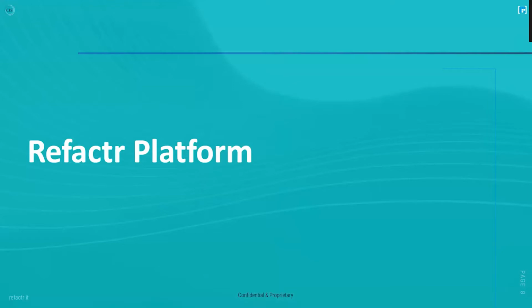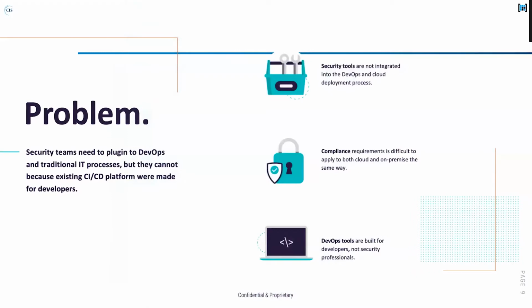So I'm going to go over the Refactr platform next, and really the problem state of where we started out. Security teams out there really want to be able to plug into the DevOps and traditional IT processes. There's a lot of on-premise and hybrid type of workloads out there, and most of the existing CI/CD platforms were made for developers. And so if we want to look at DevSecOps as being holistic to include every single team, it also needs to include security. And security tools are notorious for not really being able to truly develop into the process.